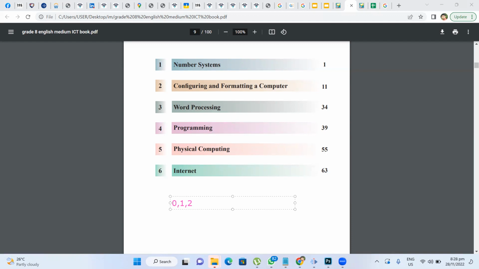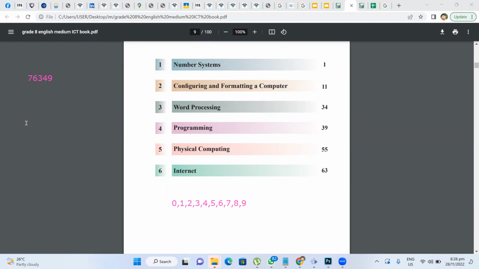0, 1, 2, 3, 4, 5, 6, 7, 8, 9. So these are the unique digits in the decimal number system. 0 to 9. Using these digits, we can create any number. Okay, I will create a number. I will create this number.